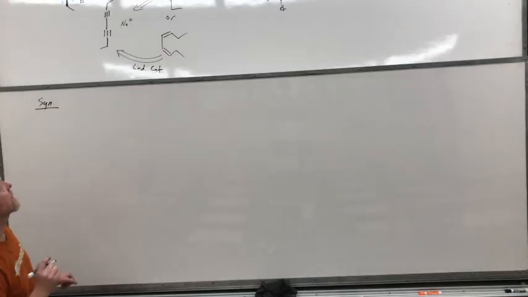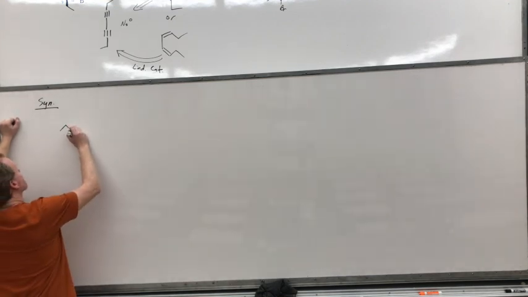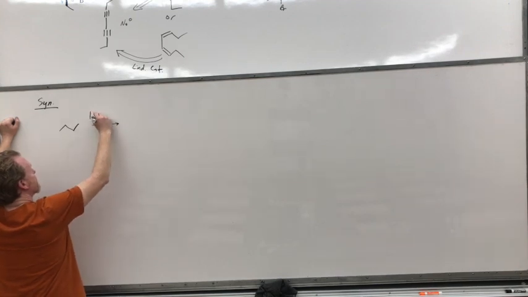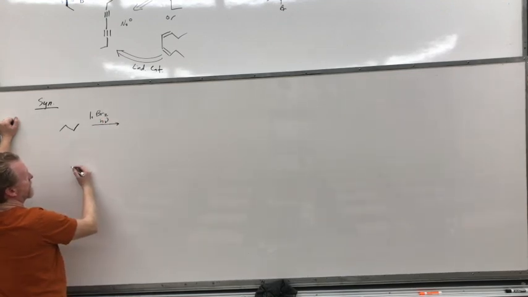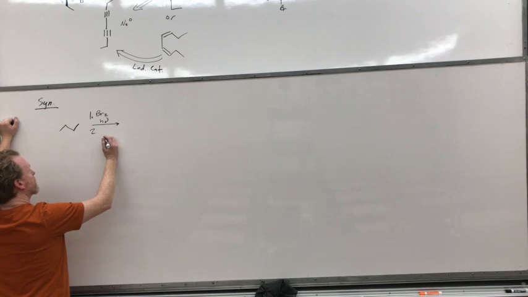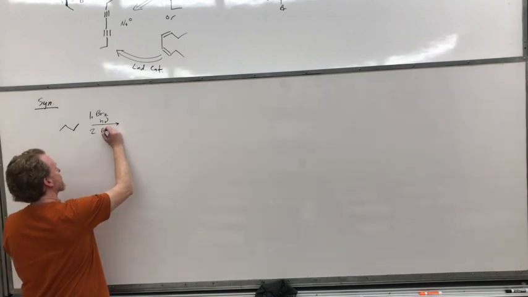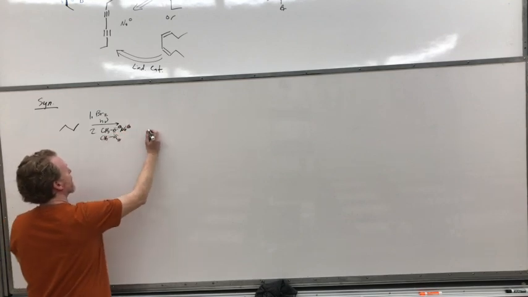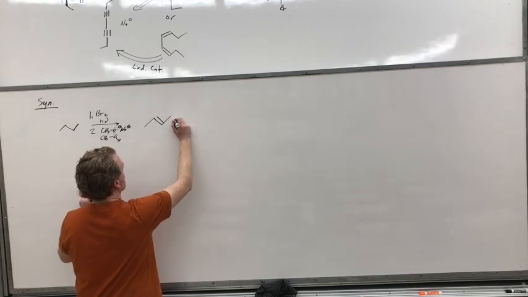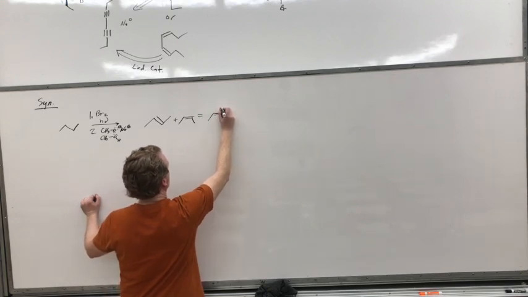Okay, here's our synthesis. I'll start with the dienophile. So if I first add bromine and light, that'll give me the secondary bromide. And then if I follow that up with a big base or a small base, I want the internal alkene, small base, sodium methoxide, methanol. I'll get both the trans and the cis alkene, which I can represent with the wiggle.